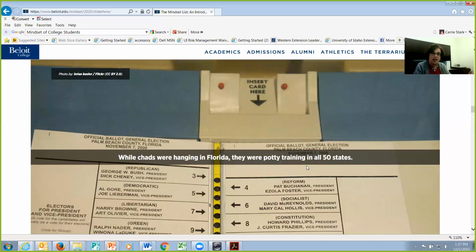When Chads were hanging in Florida, we all have been dealing with the same issue with this year's election, with the popular vote being different than the electoral college. We were dealing with the same thing in Florida with the hanging Chads. I'm sure most of us remember. All of the young people entering college today were being potty trained at that point. So they have no idea.